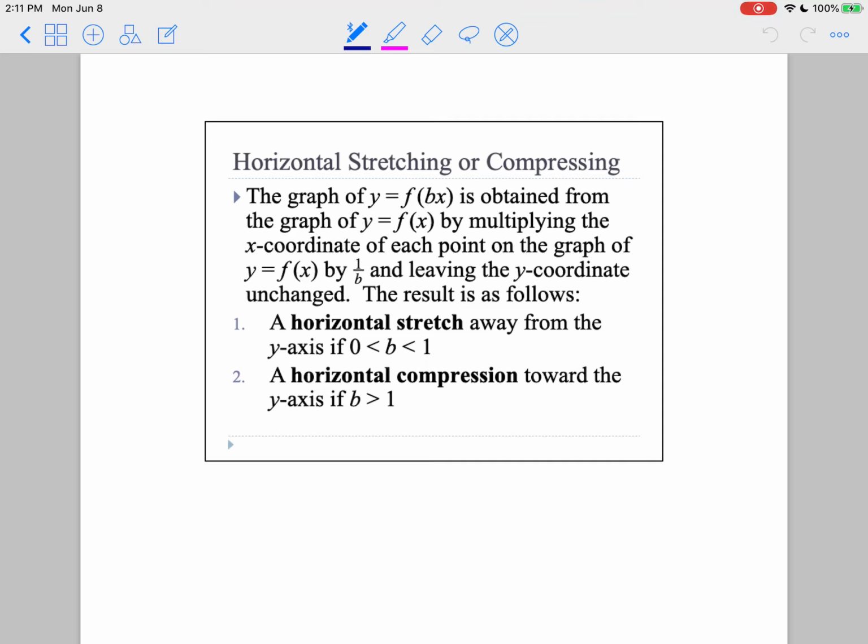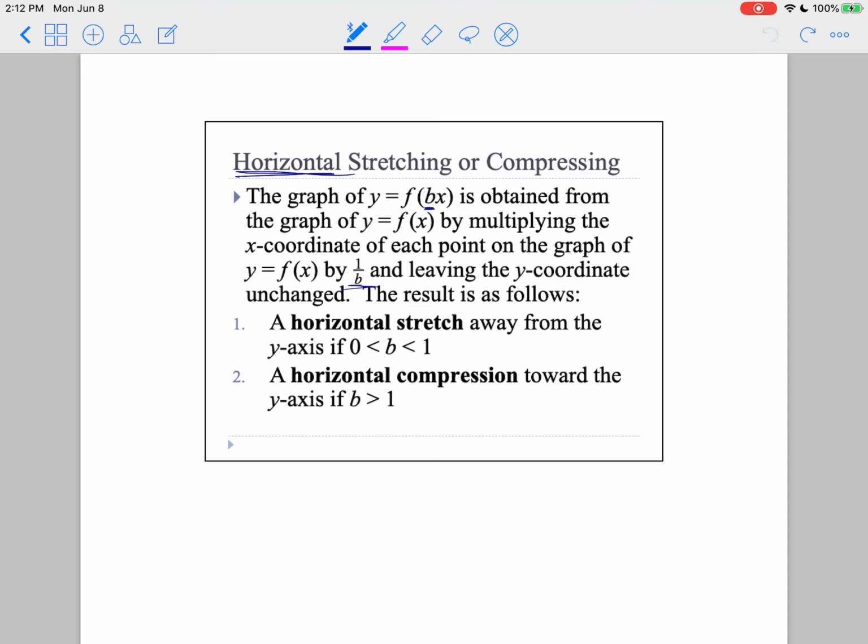Now let's talk about horizontal stretching or compressing. So now you can see I have this b value, which is still a constant multiple, but it's inside the function. And since it's inside, it affects horizontal movements. But instead of multiplying all of my horizontal movements by b, I'm actually going to multiply all of my horizontal movements by 1 over b. So that's what this is all about right here.